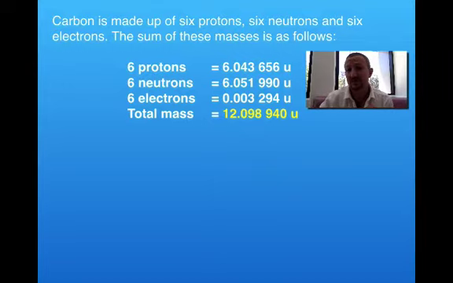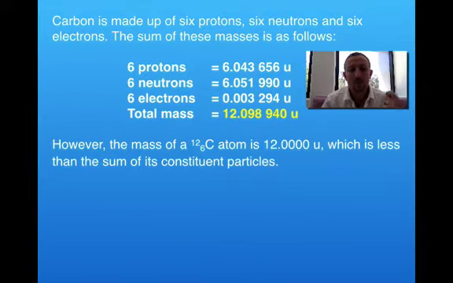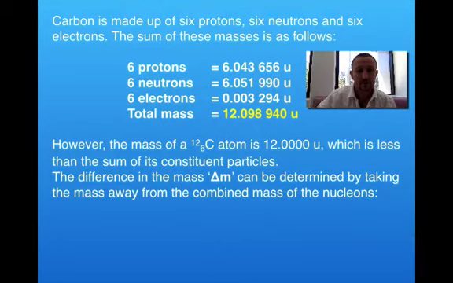We know that those are the constituent components, but let's have a look. Carbon-12 has a mass of 12.00 atomic mass units. Now this is less, as we can see, than our 12.09894 atomic mass units, which is made up of the individual components. So we've got a mass difference, or a mass deficit, or a mass defect. That mass has decreased. We've gone from something really big to something really small.